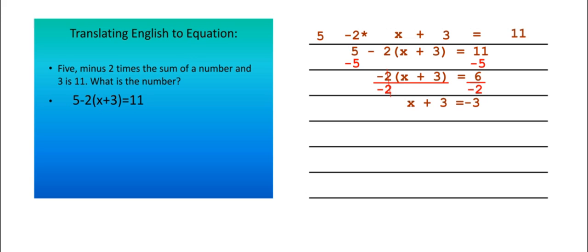So now we get rid of the 3 from the left side, the one that's next to the x. It's positive. To get rid of the positive 3, opposite is subtract, right? So let's subtract the 3. What we do to one side, we must do to the other. So plus 3 minus 3 cancels out on the left side, and that gives us that x equals negative 3 minus 3.